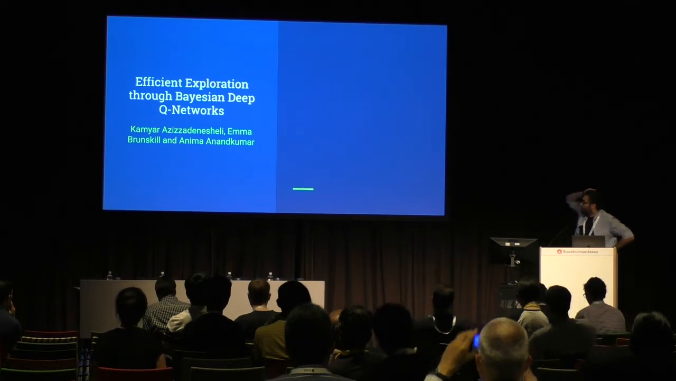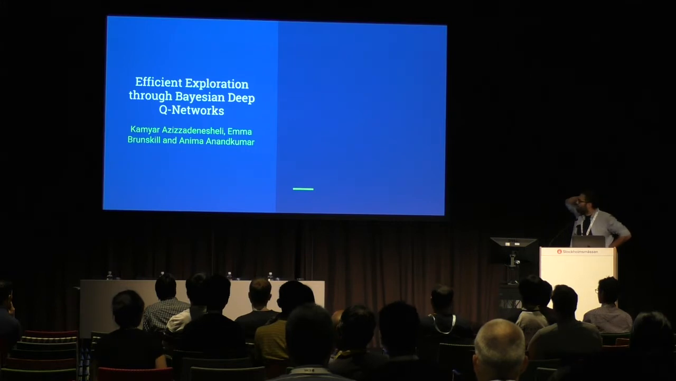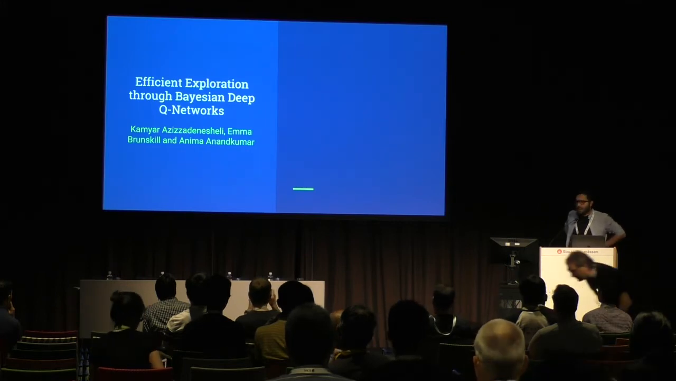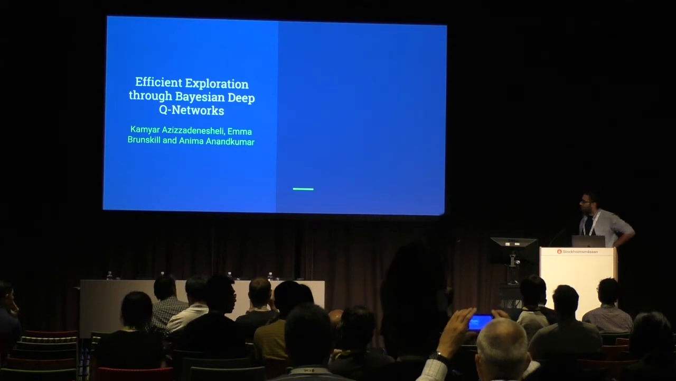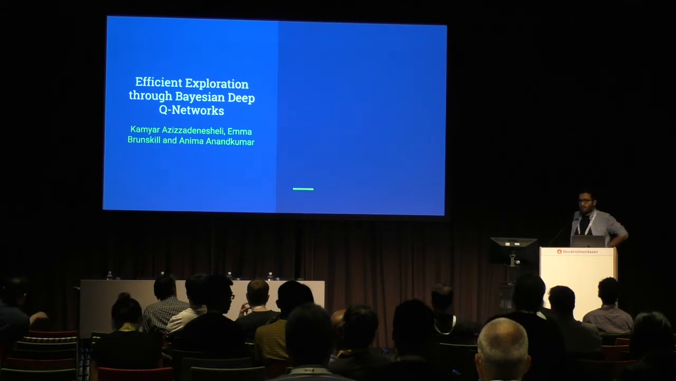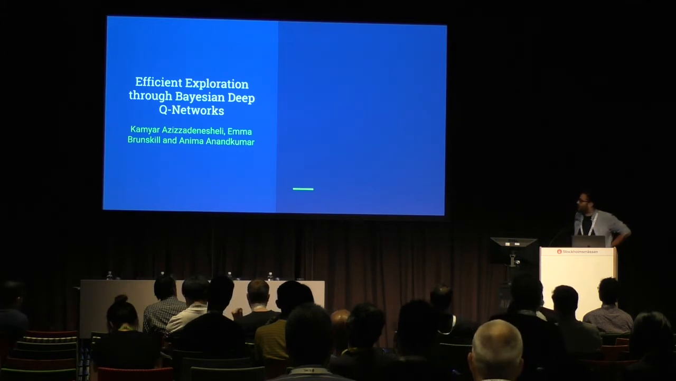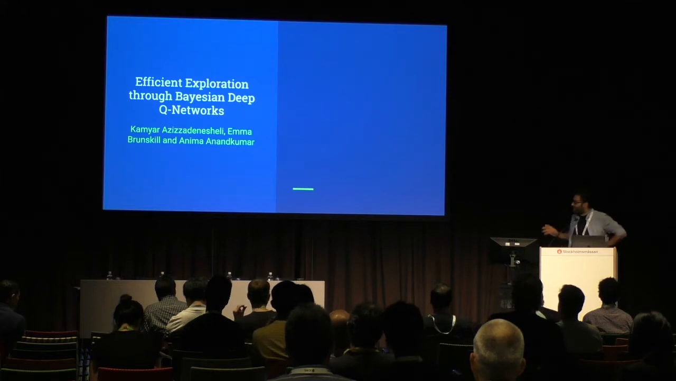I'm going to talk about the joint work I did with Emma and Anima almost a year ago, called Bayesian Deep Q Network, or BDQN for short, which is a study of Thompson sampling based exploration in the function approximation setting, in the value-based setting.